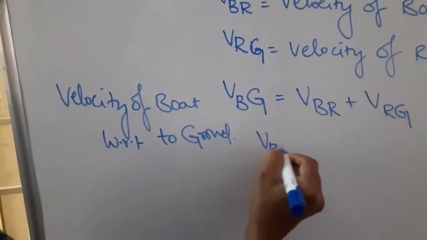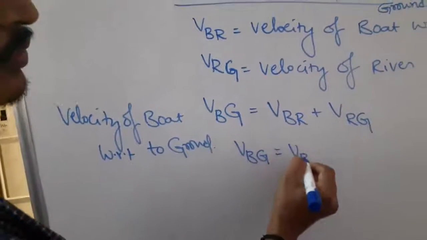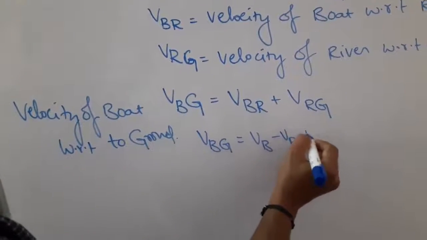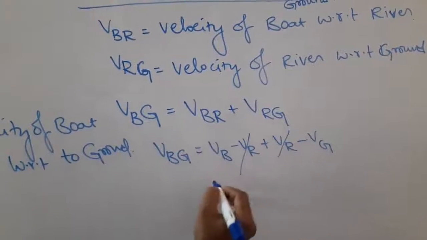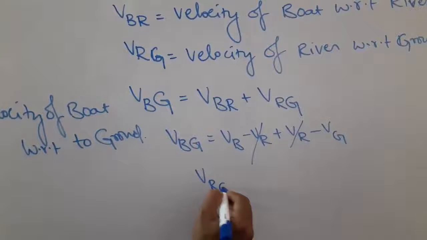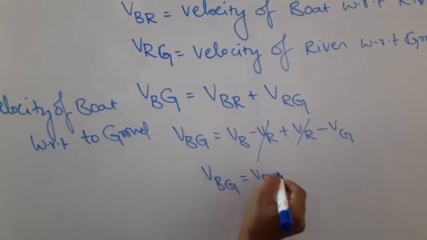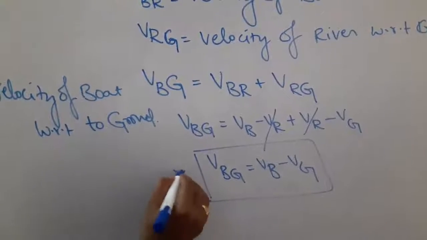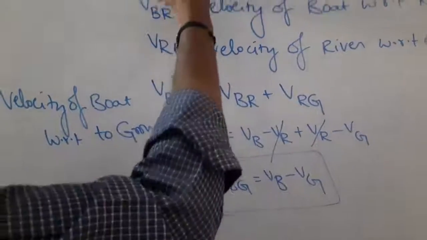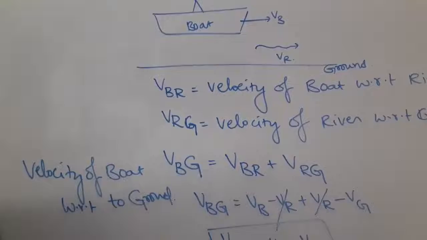Therefore, VBG is equal to VBR plus VRG, that is VB minus VR plus VR minus VG. VR gets cancelled. VBG is equal to VB minus VG. Okay, this is the relative velocity between boat and ground.